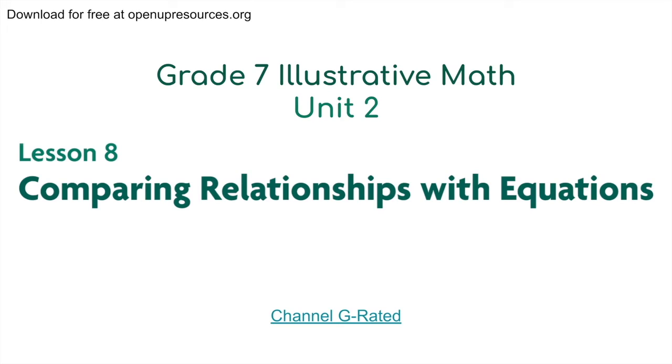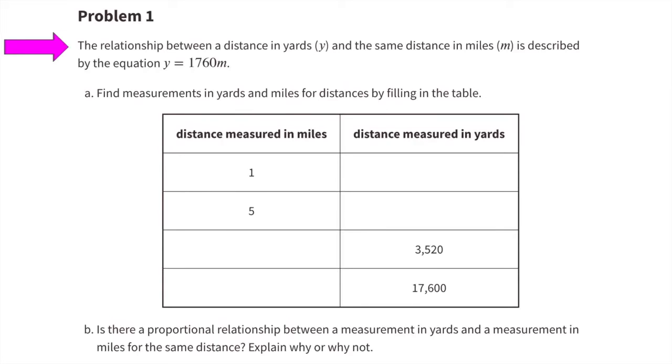Seventh grade Illustrative Math, Unit 2, Lesson 8, Comparing Relationships with Equations. Number 1. The relationship between a distance in yards, y, and the same distance in miles, m, is described by the equation y equals 1,760m. A. Find measurements in yards and miles for distances by filling in the table.